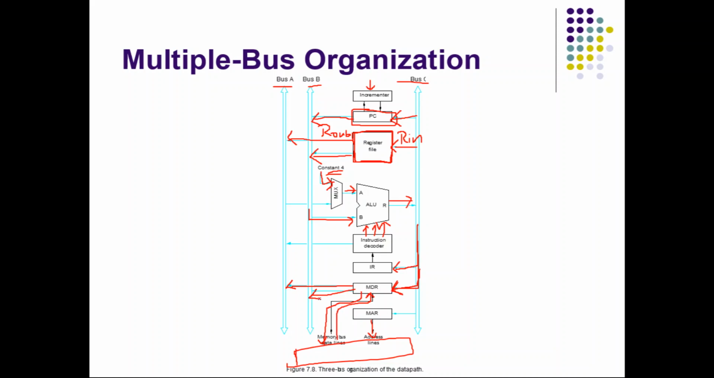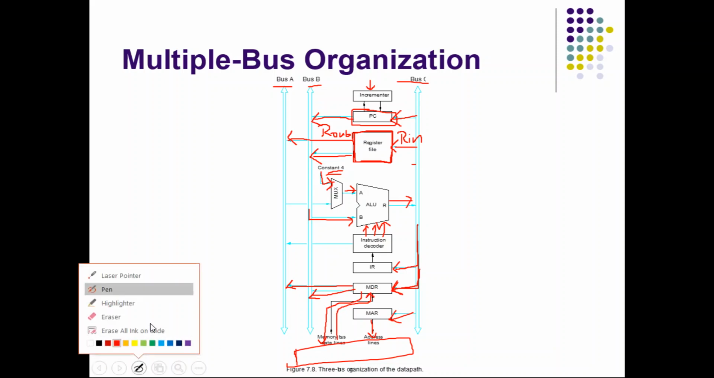Similarly, the address from which you want to fetch the data should be kept in bus C, and from there it will go to MAR. Then MAR will perform the read or write operation, and appropriately the data will be available in MDR. If it is a read operation, the data is available in MDR; if it is a write operation, the data will be transferred from MDR to the memory. Okay, so this is the brief understanding.